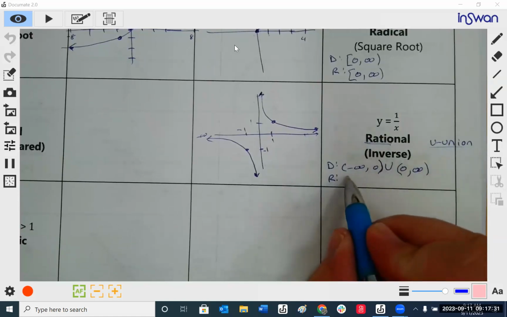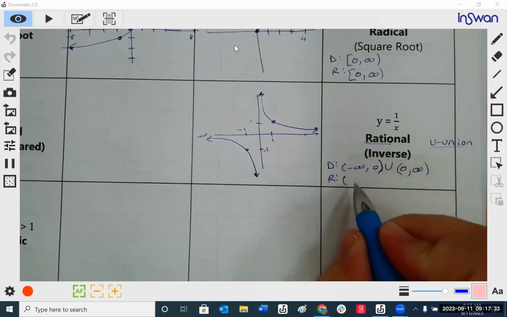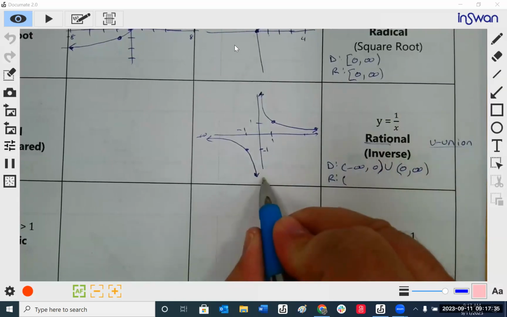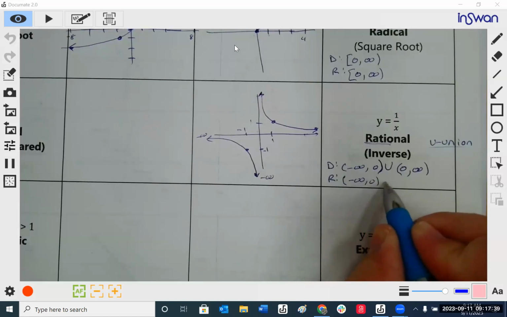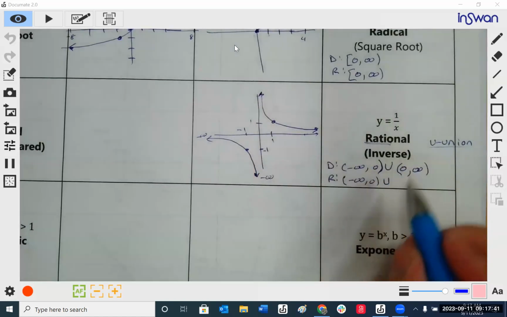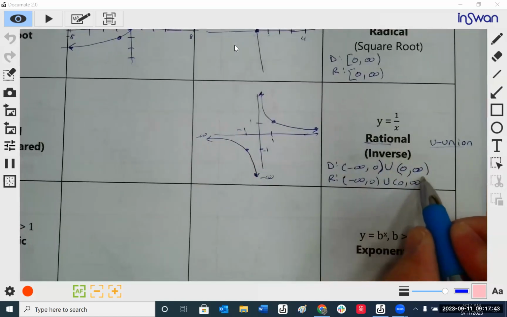So what's my range going to be? Yeah, from negative infinity all the way up to zero, but I can't use it. And then from zero, which I can't use, to positive infinity.